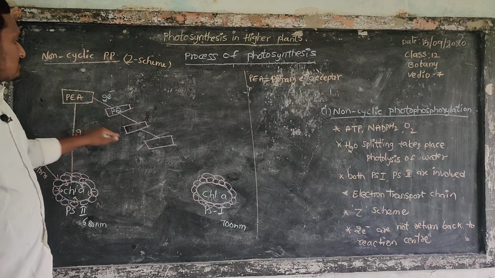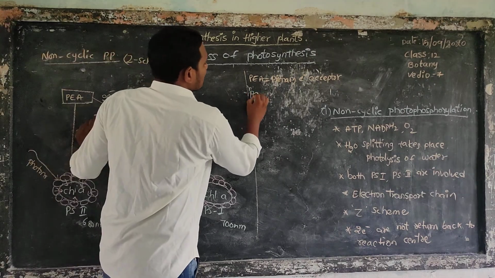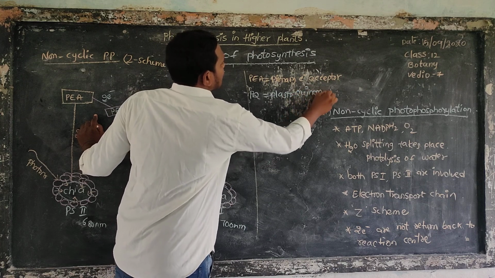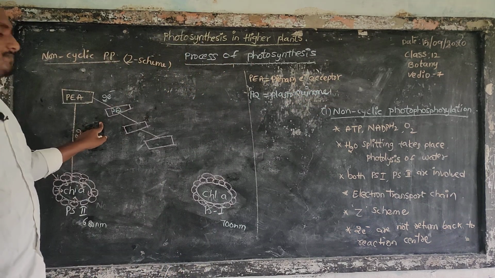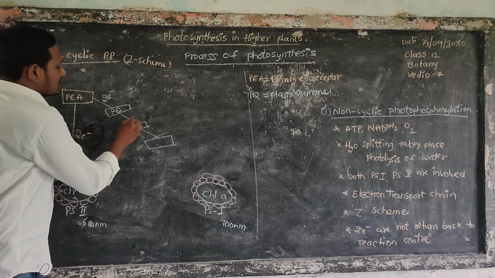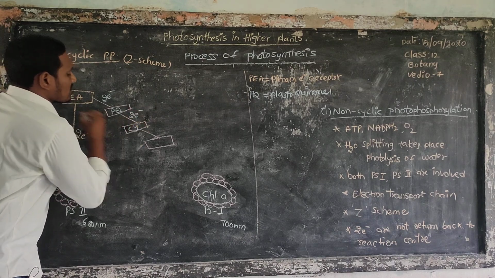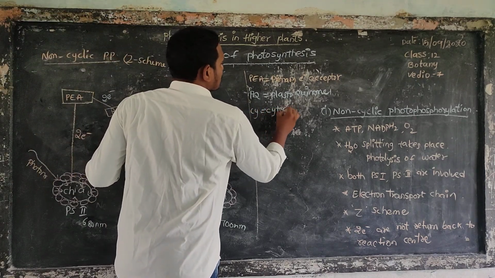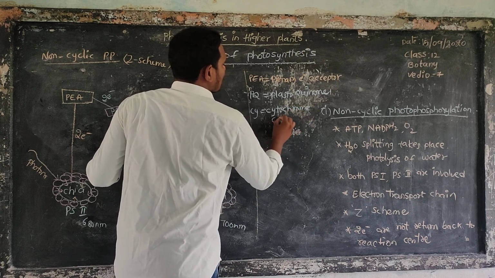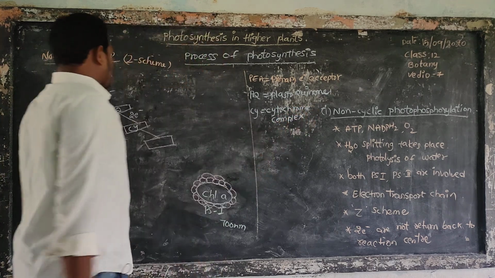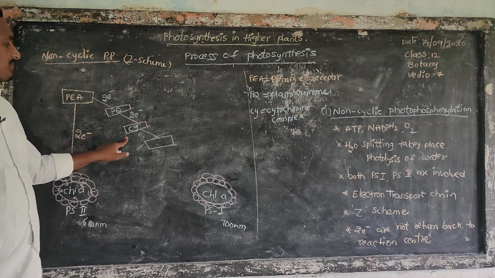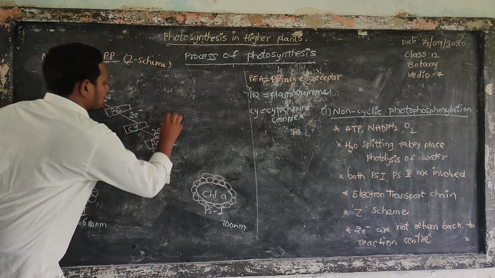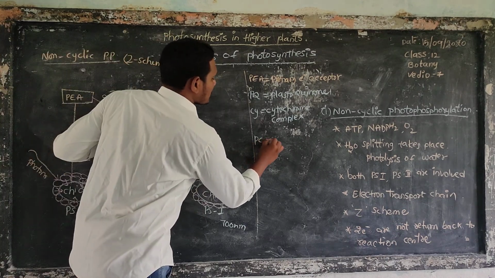Plastoquinone, PQ, is the electron acceptor. Plastoquinone sends these electrons to the cytochrome complex, Cy. Next, the cytochrome complex sends these electrons to plastocyanin.